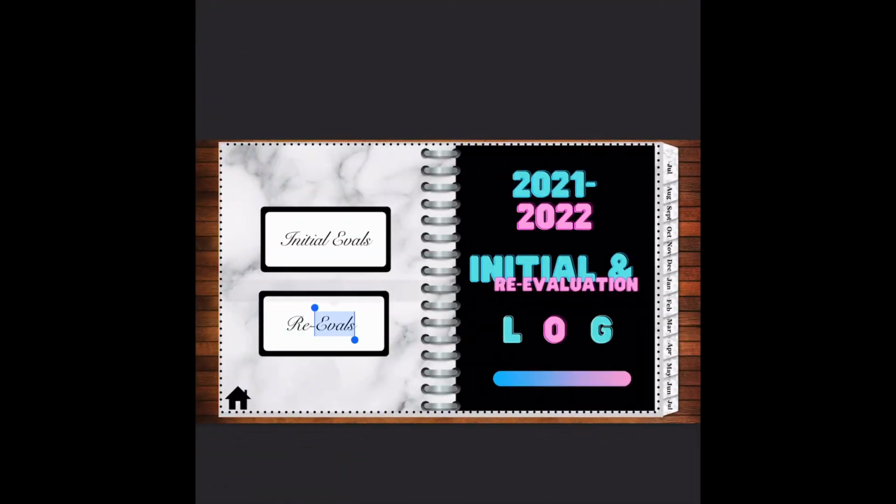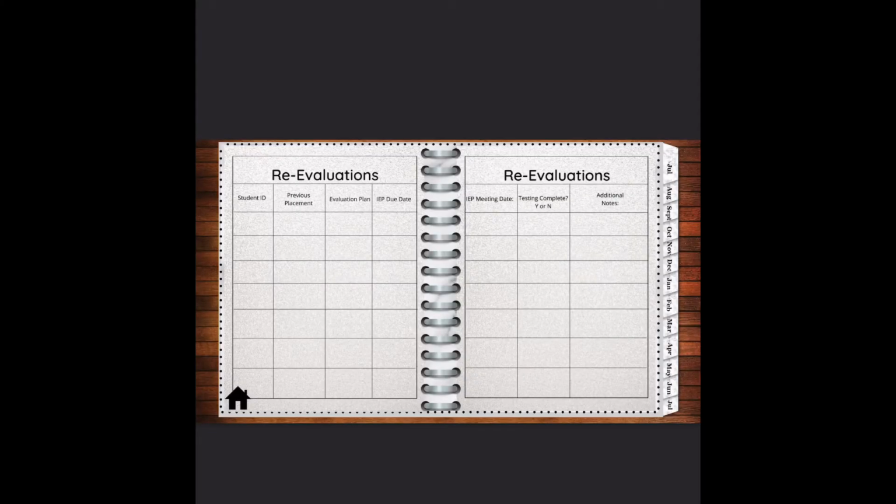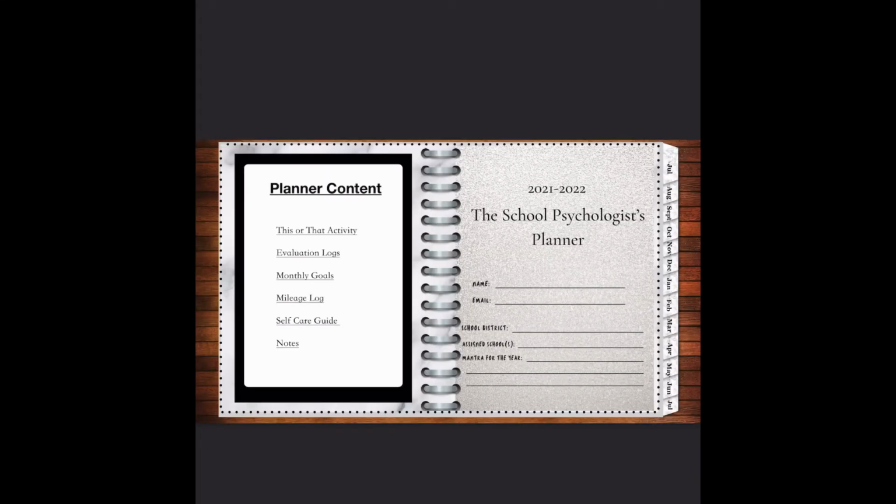You also have the option to do re-evals. You have that resource here, and the only difference is you have a section for previous placement. But that's the only difference that you have. I'm going to hit the home page again and go back to the main page.